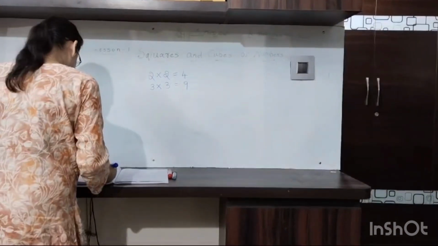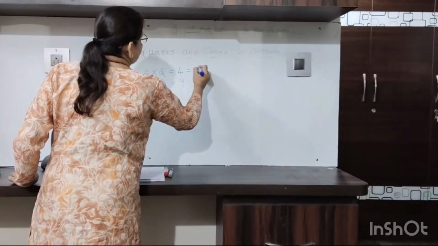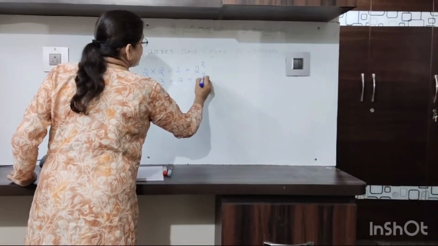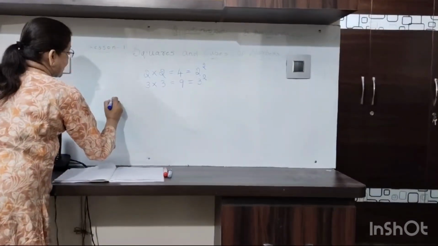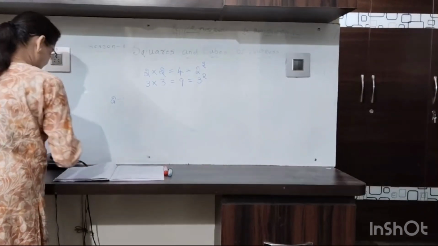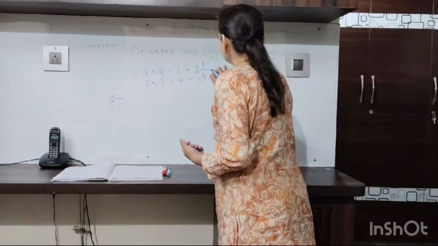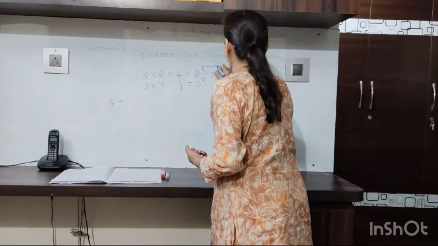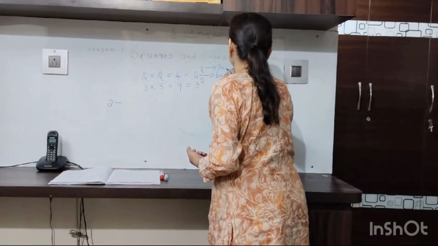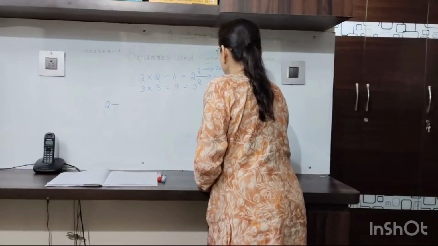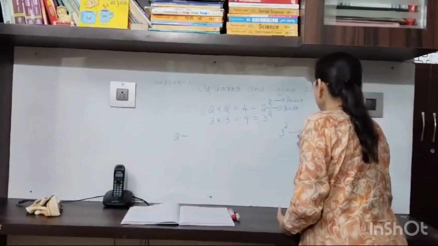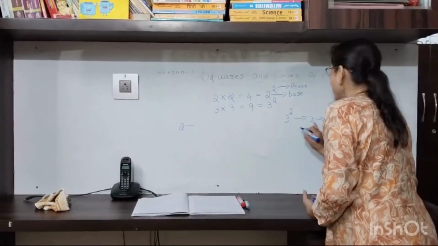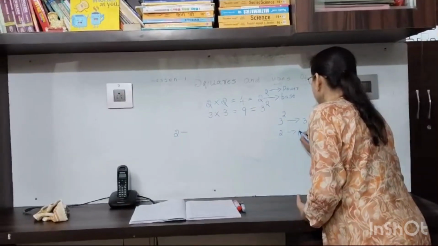Let me take here, this can be written as 2 square and this can be written as 3 square, where 2 is the base and this 2 is the power. Understood, guys? Same here, 3 square means 3 is the base and 2 is the power.